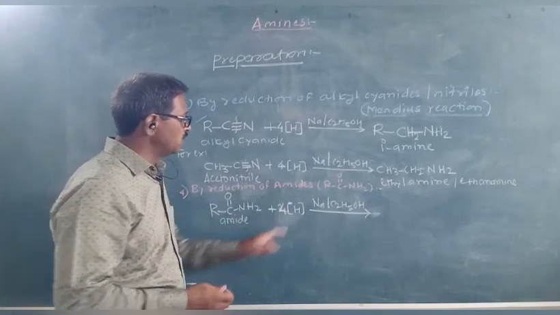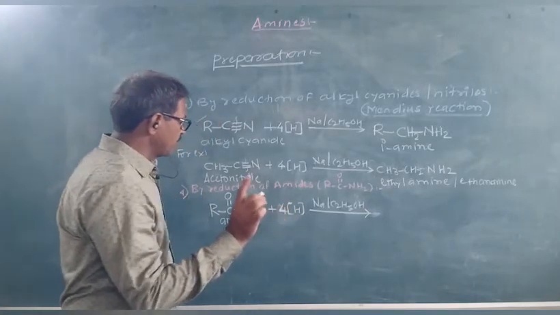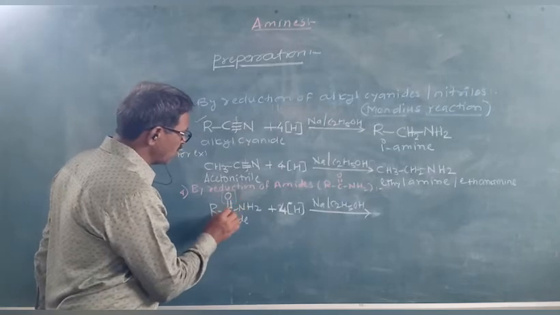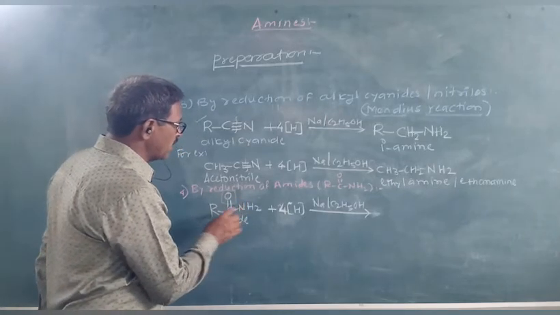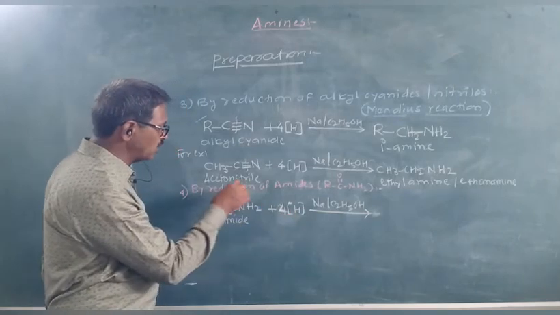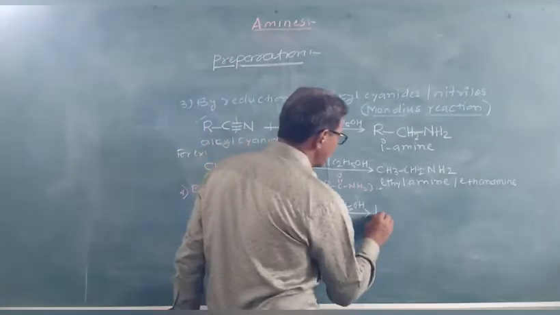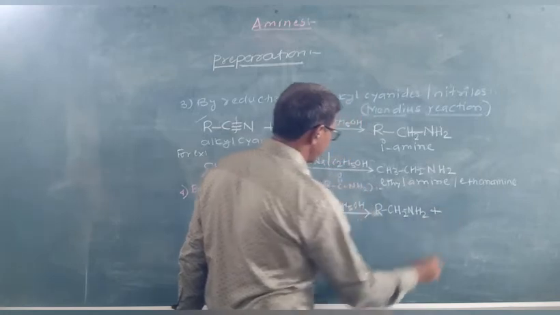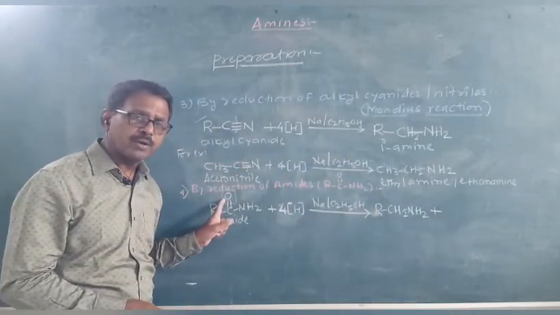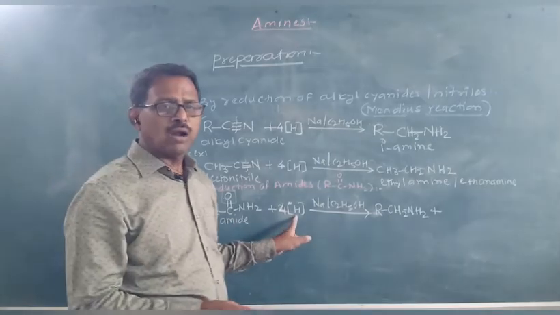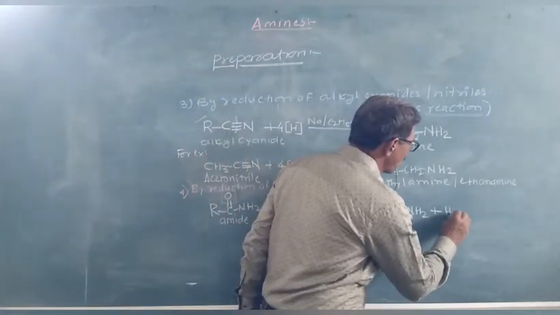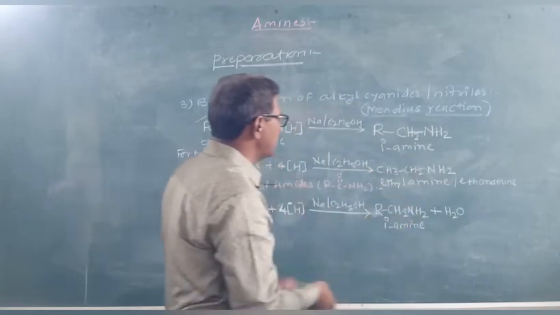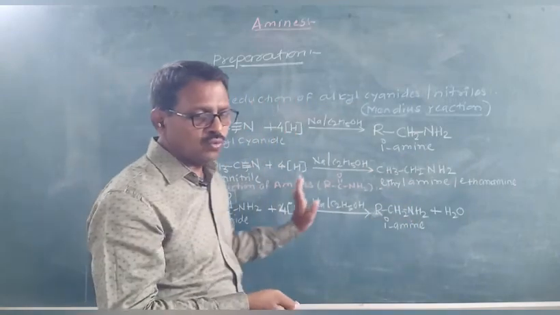When amide is reduced by sodium and ethanol, the double bond between the carbon and oxygen atom breaks and the oxygen atom is given out. Of the four hydrogen atoms, two are bonded to the carbon atom, and we get RCH2NH2, plus the oxygen atom combines with two hydrogen atoms to form a water molecule. It is again a primary amine. In this way, we can convert amides into amines.